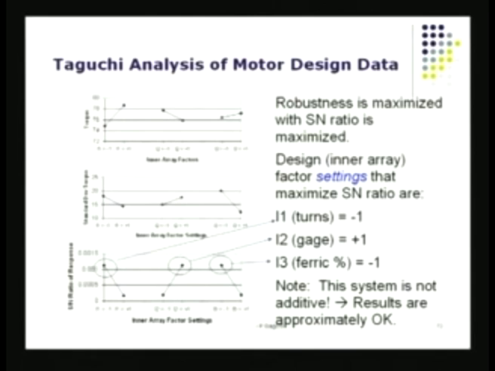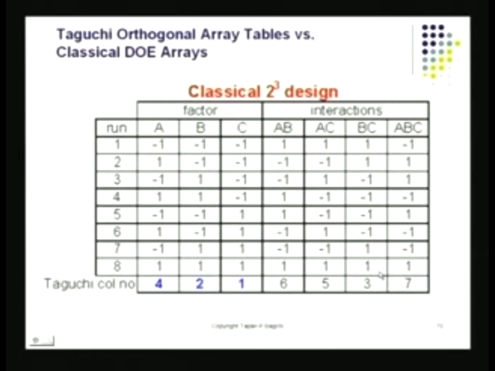And I could do the same plots here. I plotted my torque. I plotted the standard deviation there, and also plotted the signal to noise ratio. And Taguchi says to get a robust design, try to maximize signal to noise ratio. This is exactly what we've done, and we've got the optimum setting for this. This is something that we could do.